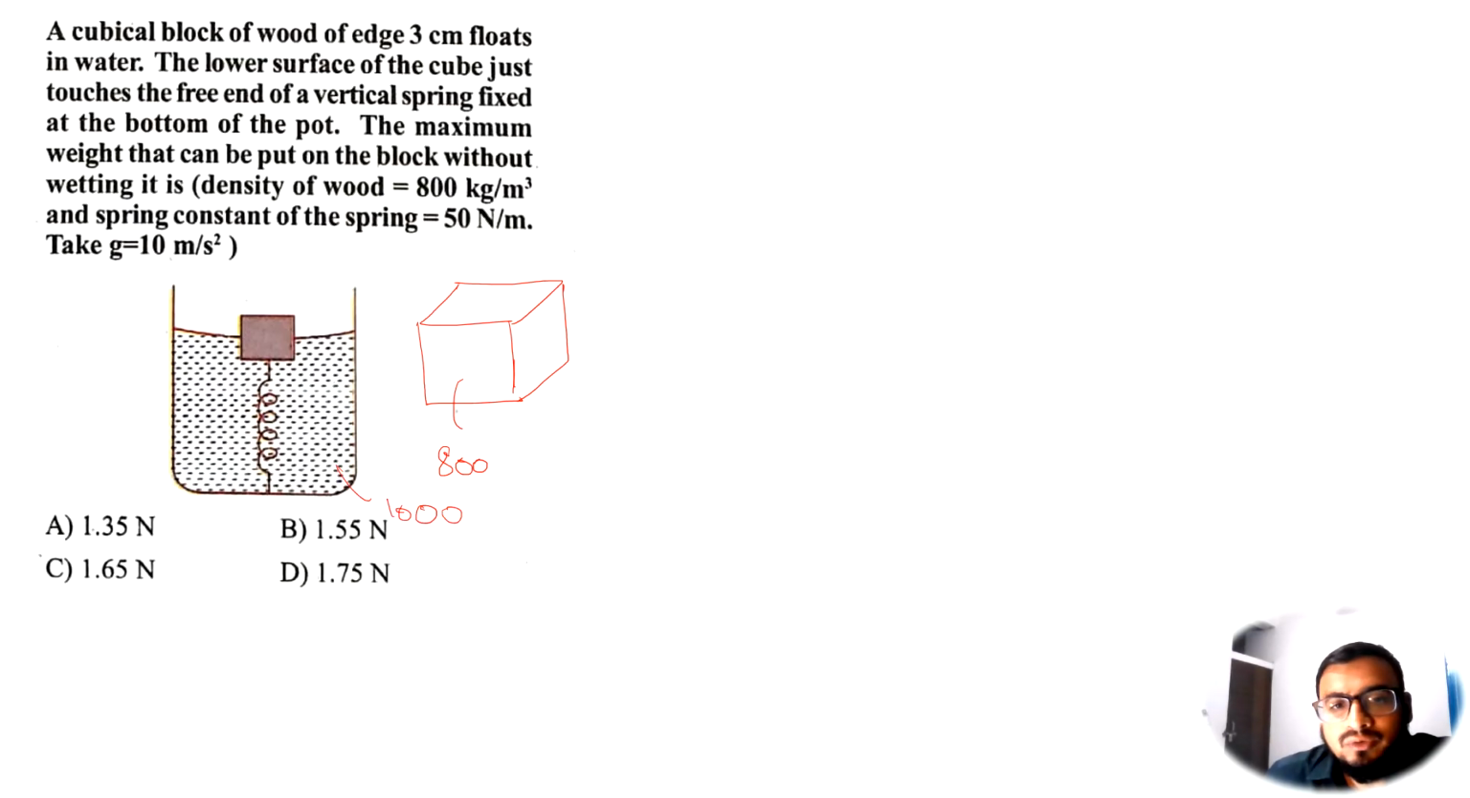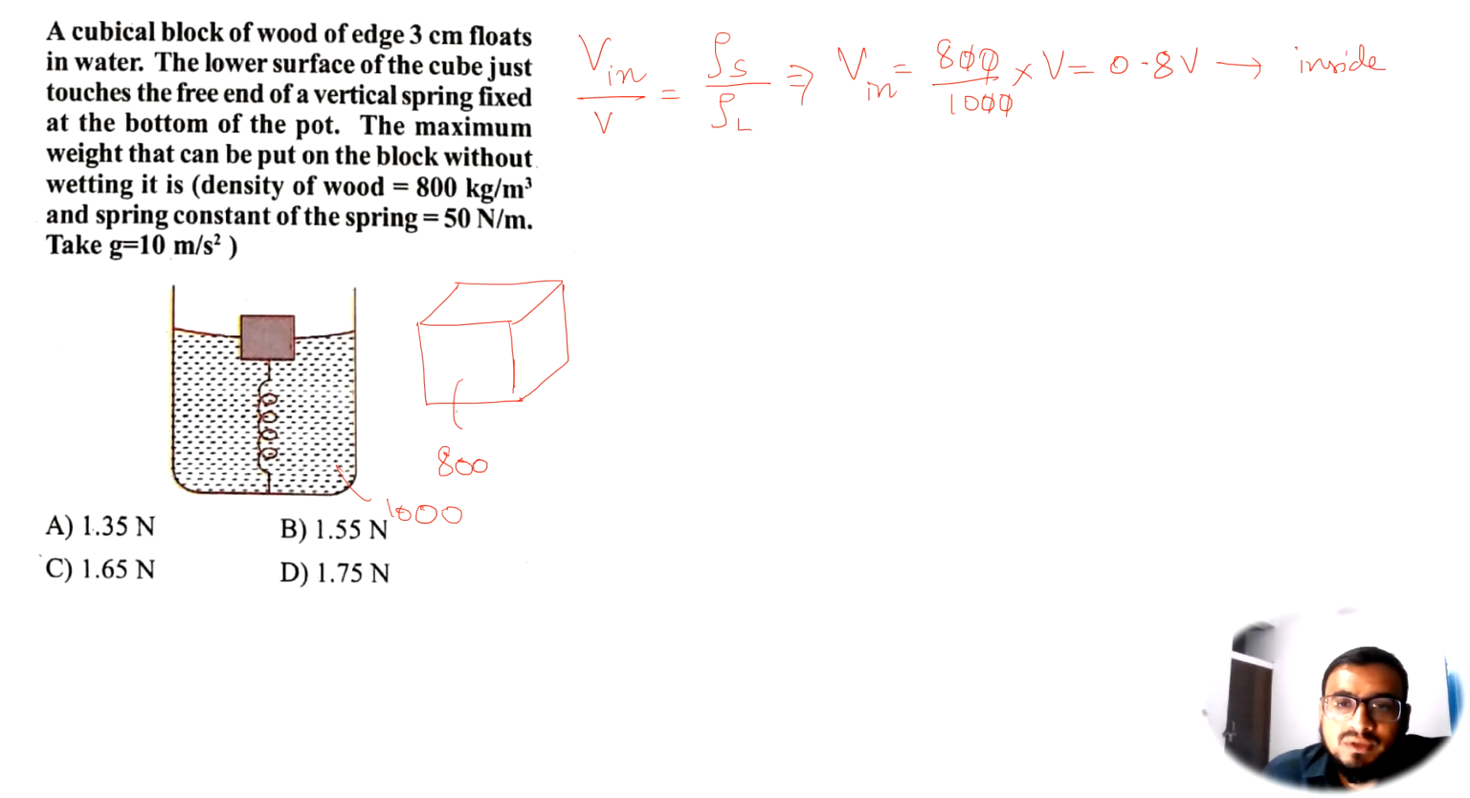First we need to find out how much of the volume of this block is inside and outside. We have the formula: volume inside by total volume is nothing but the density of the solid block by the density of the liquid. This is from the laws of flotation. So the volume inside is equal to the density of the solid, 800, the wooden block, by 1000, into total volume, which means 0.8 V is the volume inside the liquid. Now what is the volume outside? It is 0.2 V, the available volume outside.